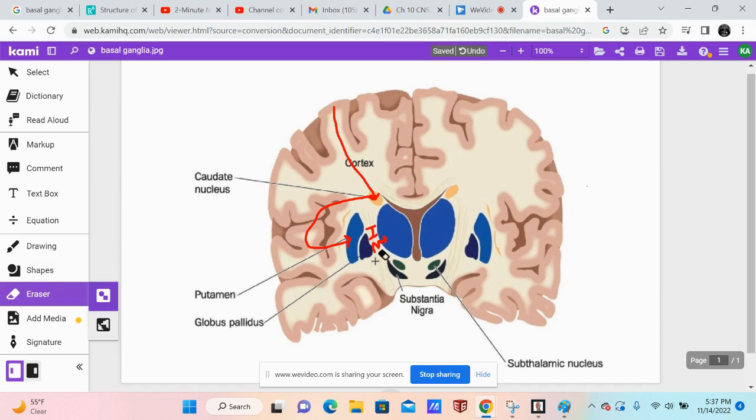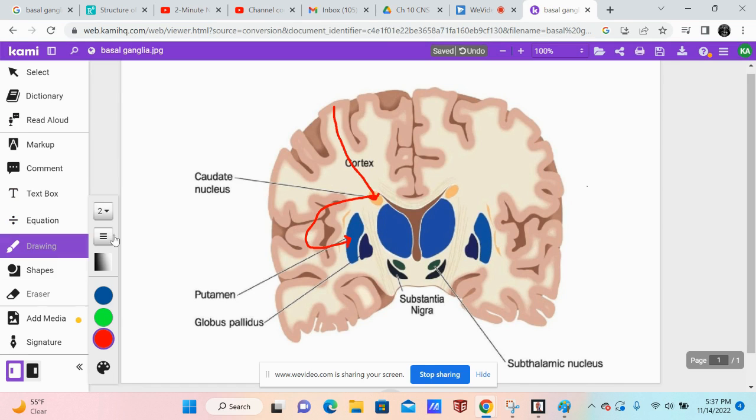the globus pallidus is going to stop inhibiting the thalamus. And when that happens, now the thalamus is able to relay that information back up to the primary motor cortex, and that motor action can be achieved. That's what initiates the motor movement. So it's basically the primary motor cortex sends a signal which causes the globus pallidus to stop inhibiting the thalamus, which allows the motion to occur.